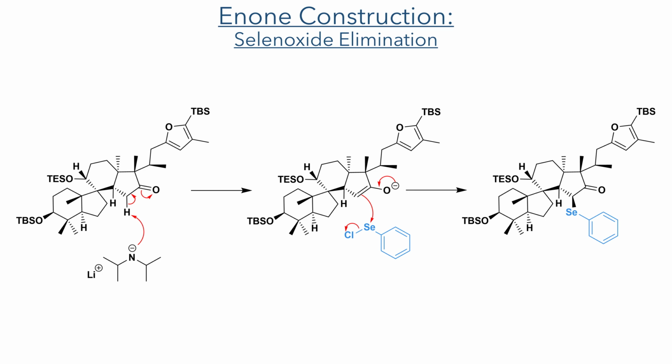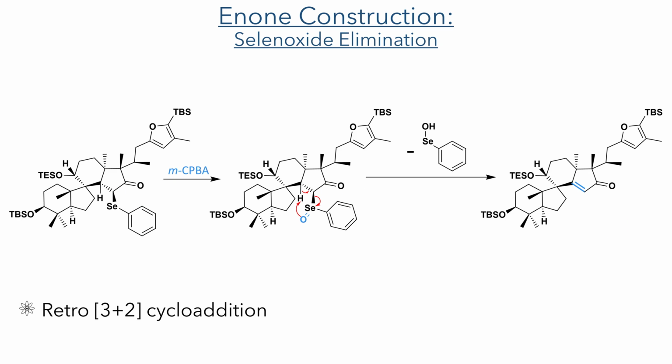At this stage of the synthesis, the authors sought to reinstall an enone on the 5-membered ring. To do this, they used a selenoxide elimination. Reaction of the compound with LDA generated an enolate, which reacted with phenylselenyl chloride to form an alpha-selenyl intermediate. This was then oxidized with MCPBA to generate a selenoxide. This underwent a retro 3+2 cycloaddition to abstract the beta proton and generate an alpha-beta unsaturated enone, together with the elimination of selenoxide. This mechanism is similar to the Cope reaction.